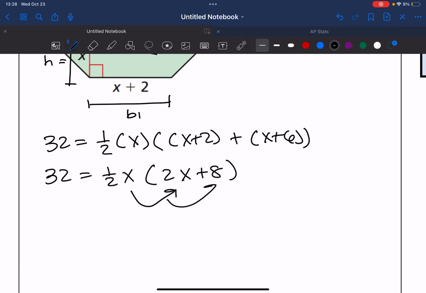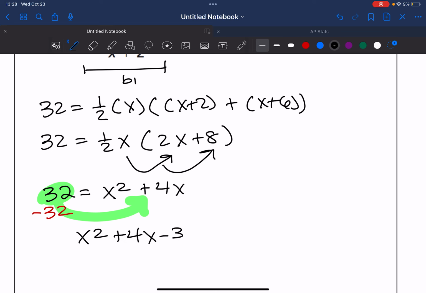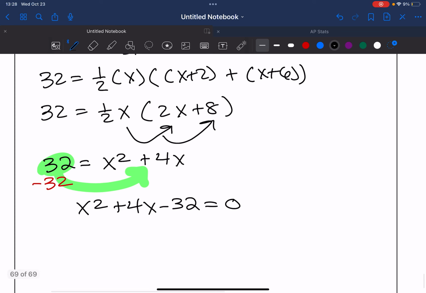And then I'm going to distribute the 1/2 x in, and I get 32 is equal to x squared plus 4x. And then I want to put this in standard form, so I'm going to have to move this 32 over to the other side by subtracting that 32. And so I get x squared plus 4x minus 32 is equal to 0.